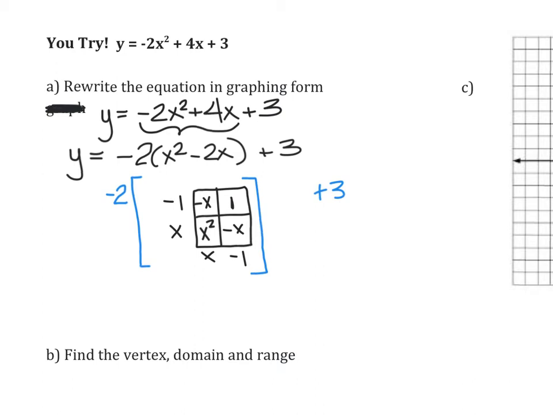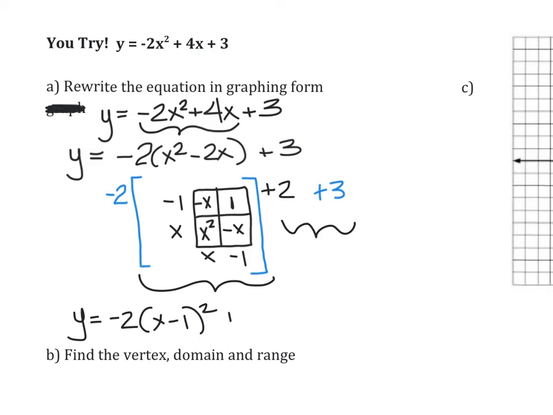And the way I'm going to keep that balanced is, since I put a negative 2 inside the square that wasn't there before, I'm going to go ahead and add 2 on the outside. So negative 2 on the inside plus 2 on the outside. That will keep our equation balanced. We haven't changed the value. So if I go ahead and simplify to write this into graphing form, I have y equals negative 2 times my square, which is x minus 1 squared, and then the remaining value, which is plus 5.